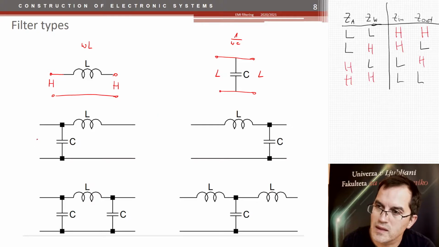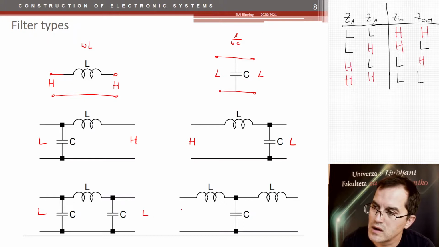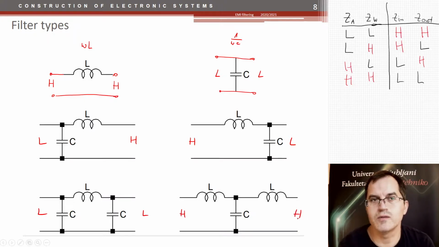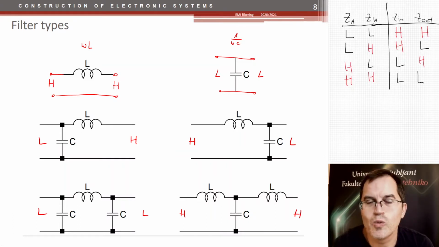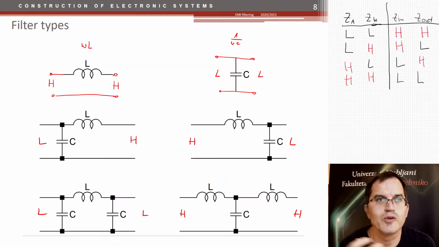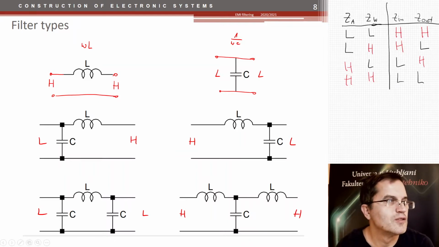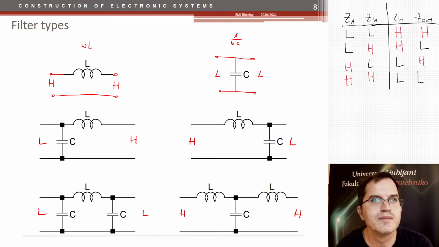Here we can do the same. Low, high, high, low, low, low, high, high. So what kind of filter do we use? It depends where we use it, what the impedances are on the one side where the source of the aggressor is, and on the other side where the victim is, according to this nice truth table here.